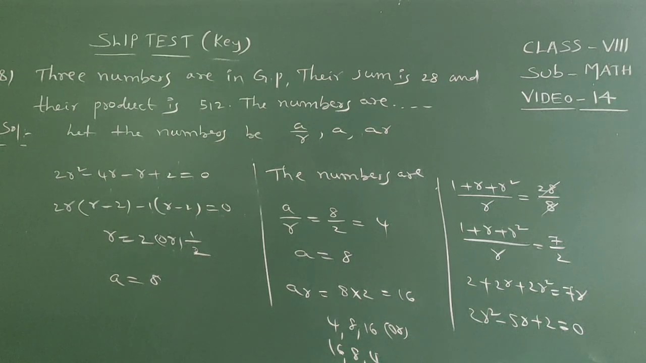Here r value we got 2 or 1 by 2. a also we got 8. So the required answers are a by r, a, ar, which means 4, 8 and 16 are the required answers.